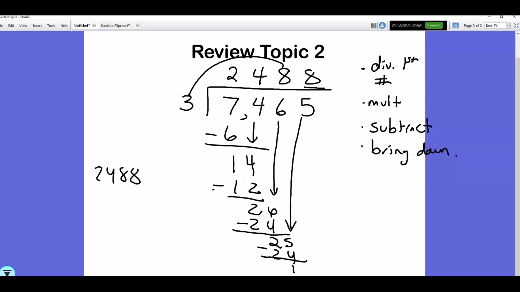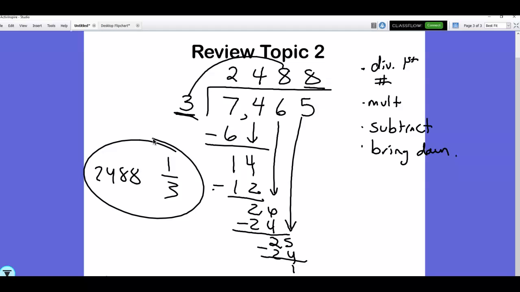So what's the fraction going to be? 1/3. You take the remainder and you put it over the number you were dividing by. So the answer is 2,488 1/3. Okay.